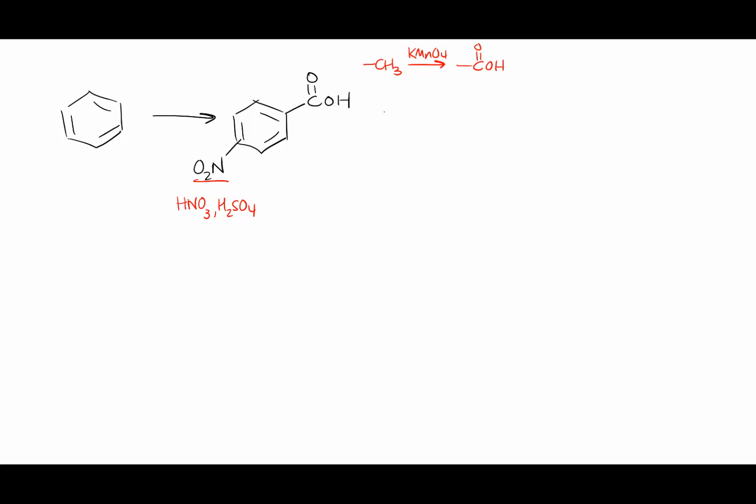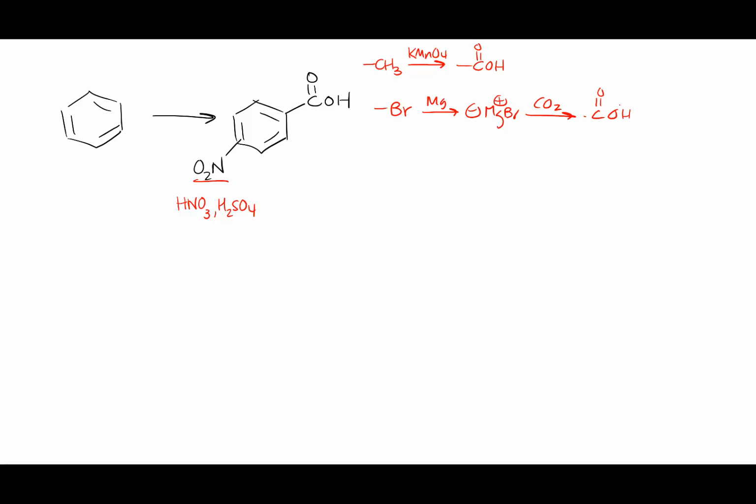Or we could also add the carboxylic acid by adding the bromine, adding magnesium to make the Grignard, and then reacting the Grignard with CO2 to make the carboxylic acid. So there are 2 different ways to put the carboxylic acid on, and honestly it doesn't matter which one you use as long as you put the carboxylic acid group on the ring. Okay, now let's talk about the sequencing.